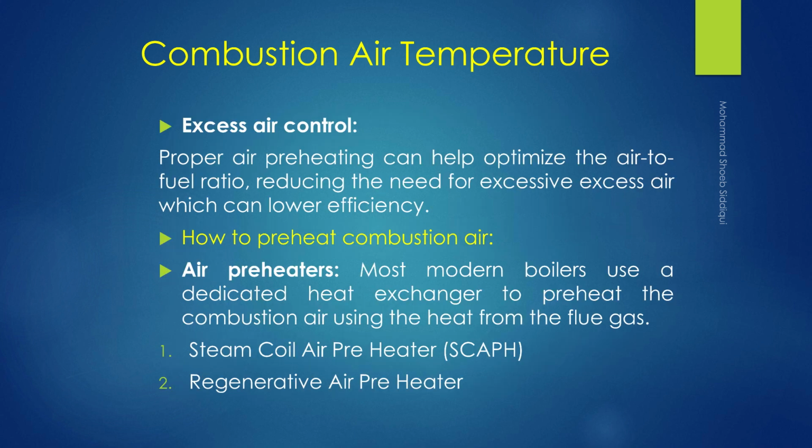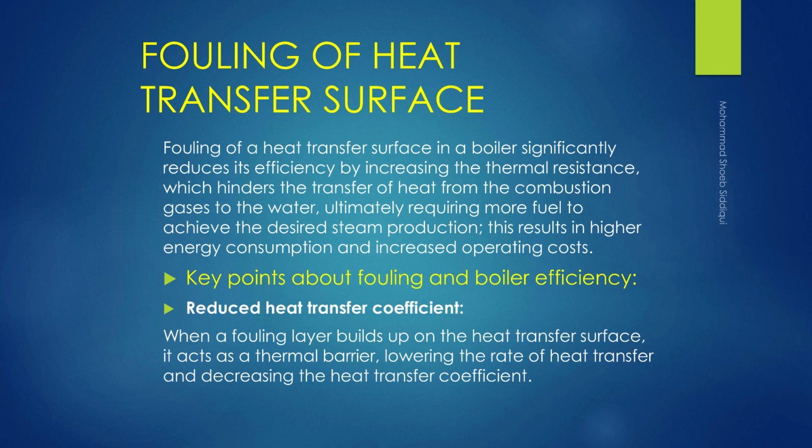Excess air control. Proper air preheating can help optimize the air-to-fuel ratio, reducing the need for excess air, which can lower efficiency. How to preheat combustion air. Air preheaters. Most modern boilers use a dedicated heat exchanger to preheat the combustion air using the heat from the flue gas. Steam coil air preheater, SCAPH. Regenerative air preheater. Fouling of heat transfer surface.